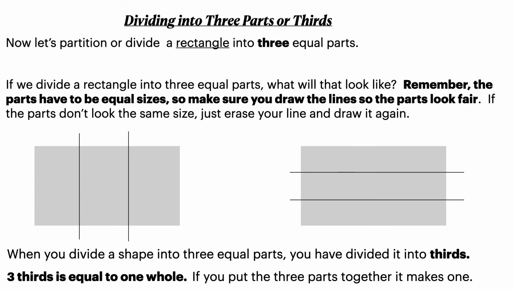When you divide a shape into 3 equal parts, you have divided it into thirds. 3 thirds equals 1 whole. If you put the 3 parts together, it makes 1.